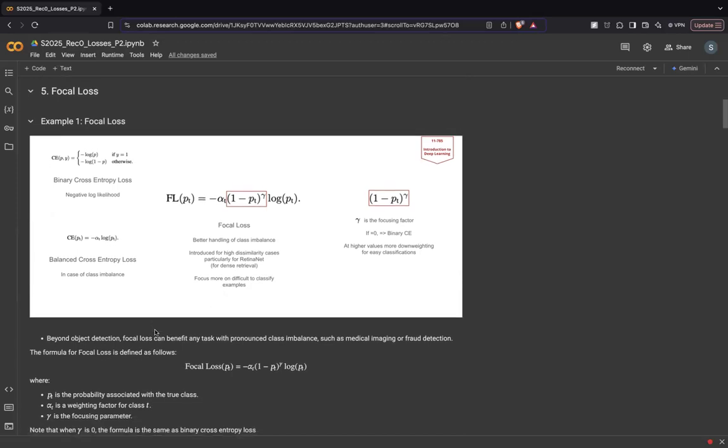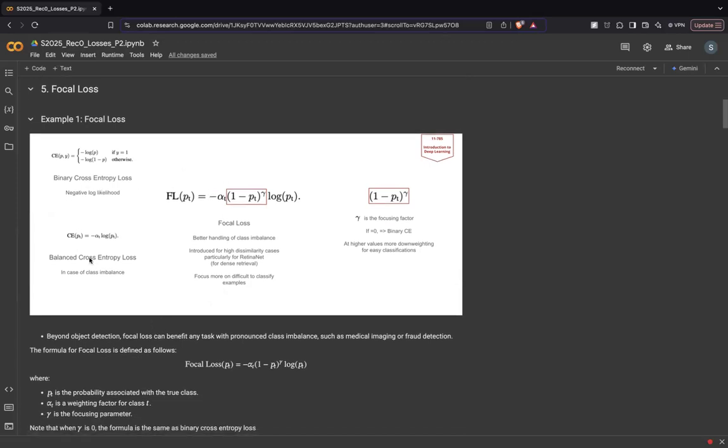They do that by multiplying the cross entropy loss by 1 minus the probability associated with the true class, raised to the power gamma. Gamma is the focusing factor. And as we increase gamma, we are letting the model focus more on the hard to classify examples.